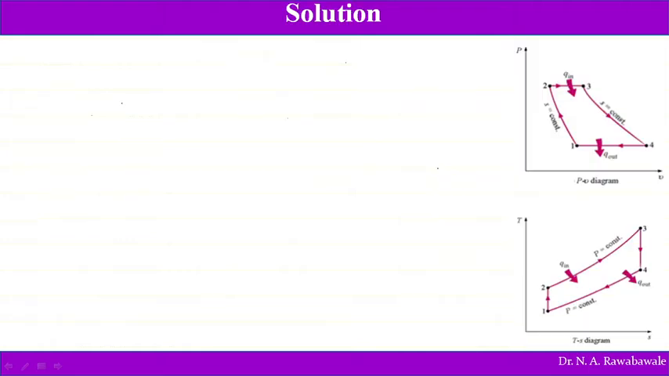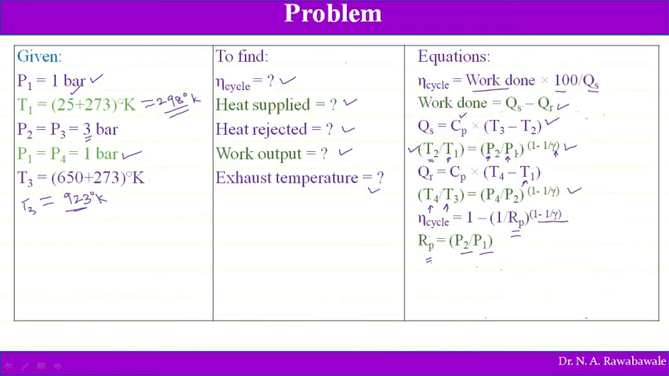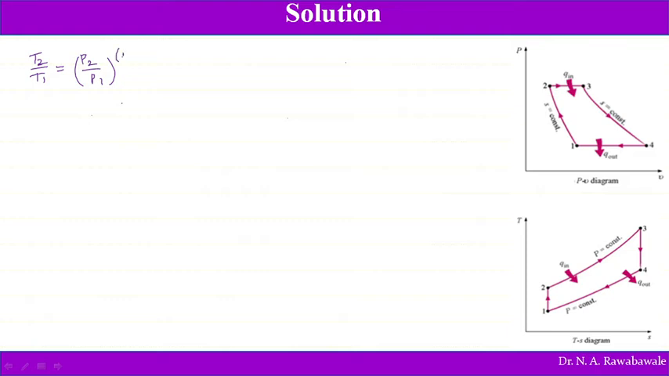T2 divided by T1 is equal to P2 divided by P1 to the power of 1 minus 1 by gamma, or this can be written as P2 divided by P1 to the power of gamma minus 1 divided by gamma. So from this we can find out the value of T2.